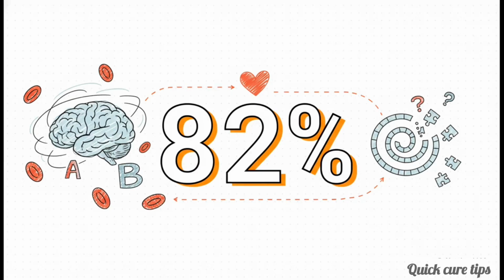Okay, get ready for this, because this number is shocking. It comes from a major study in the journal Neurology. People with type AB blood were found to be 82% more likely to develop cognitive issues like memory loss. 82%. So, what on earth is going on here?